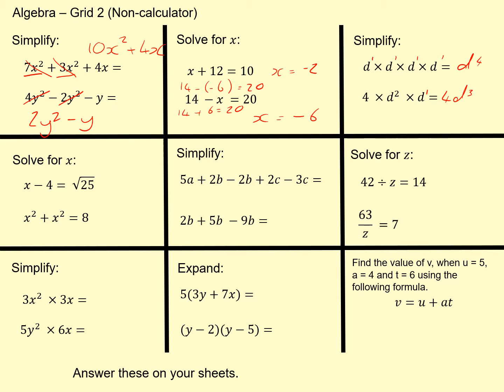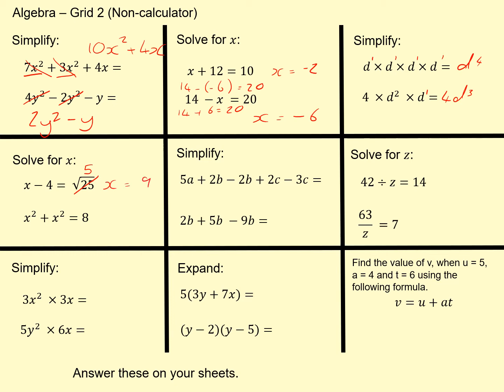Next up, solve for x. Now, getting a little bit tricky here, we've got x take away 4 equals the root of 25. Well, first off, I can simplify that and just say, well, that's just 5 on its own. So if something take away 4 is 5, working backwards, do the opposite, add on the 4 gets me 9. So the first one, x equals 9.